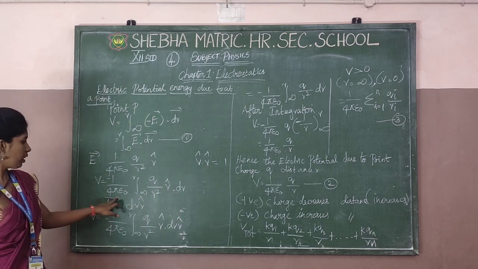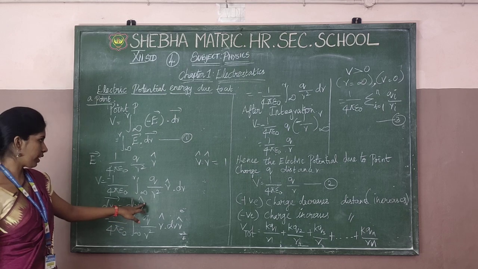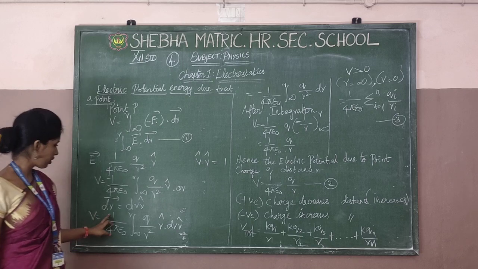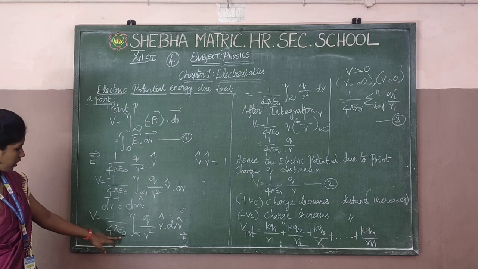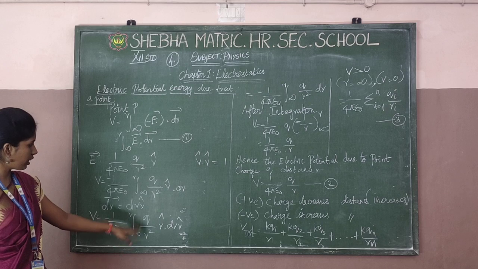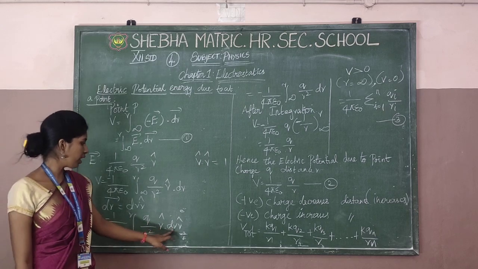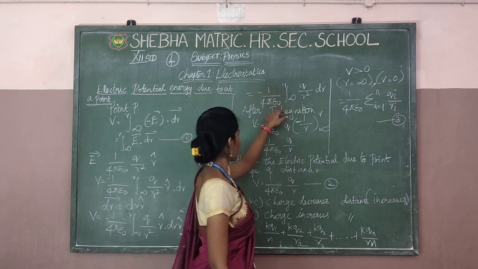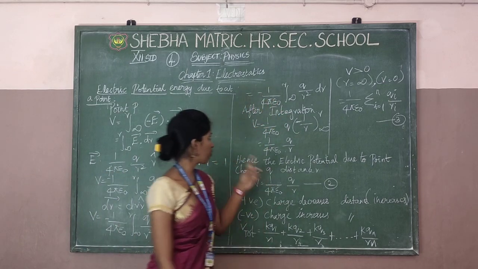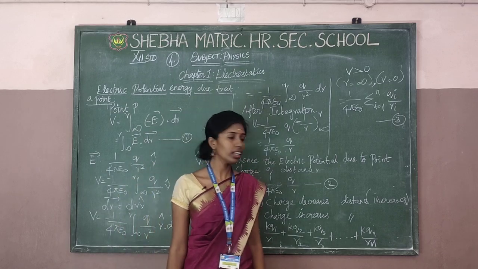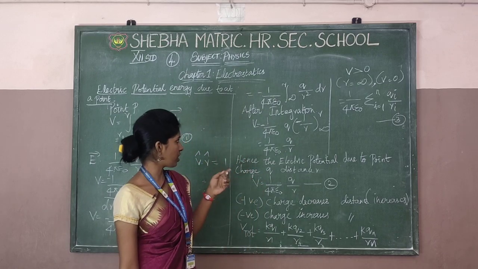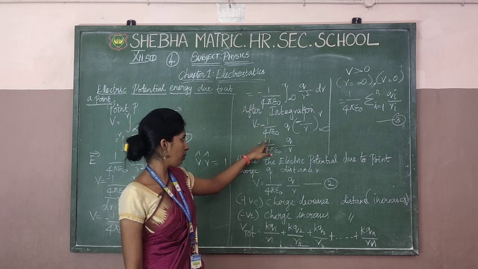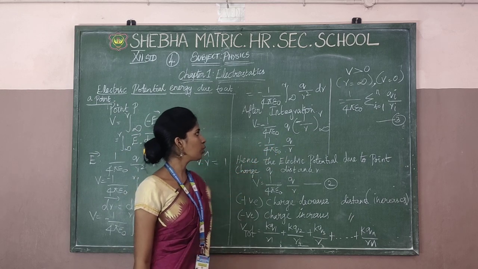Okay. So dr vector is equal to dr r cap, so r cap dot r cap is equal to 1. So V is equal to minus 1 by 4 pi epsilon naught integral from r to infinity of q by r square, r cap dot dr r cap. That is equal to minus 1 by 4 pi epsilon naught integral from r to infinity of q by r square dr. After integration, V is equal to minus 1 by 4 pi epsilon naught, and Q is the charge.